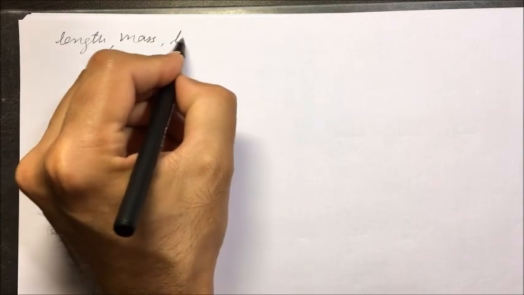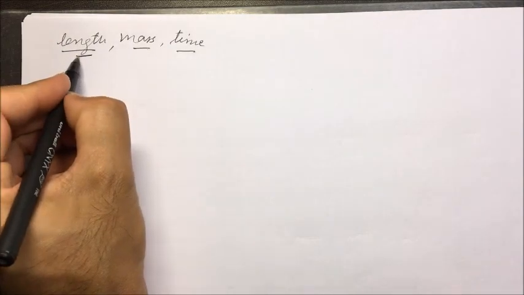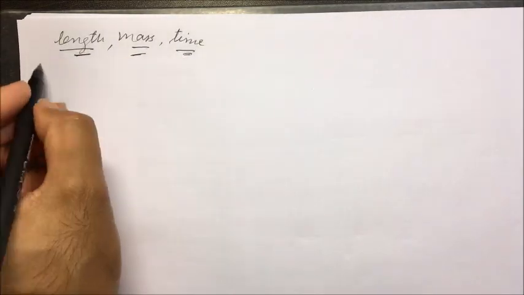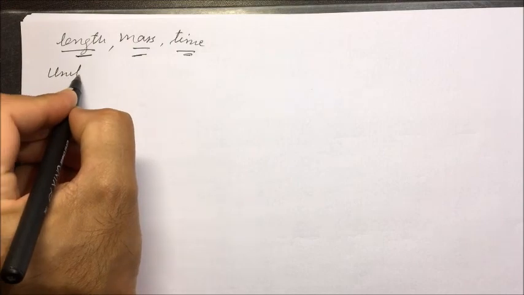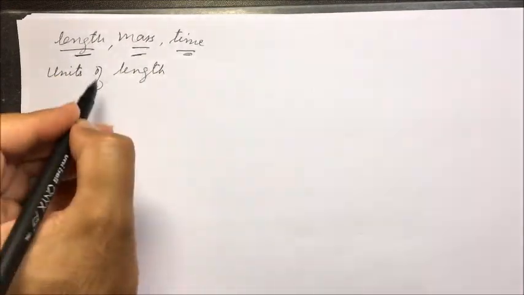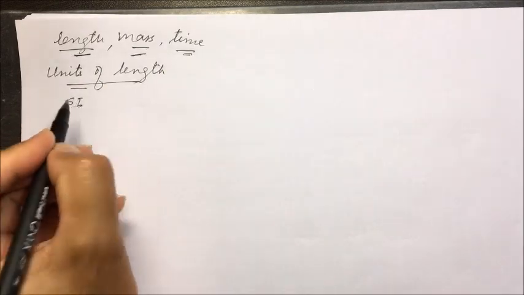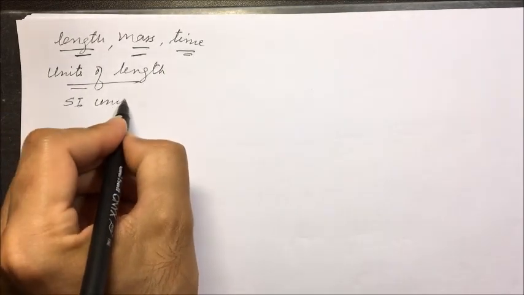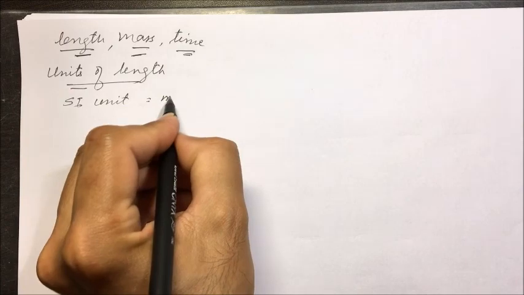In mechanics, we deal with three fundamental quantities, which are length, mass, and time. So now we'll be discussing different units of length, mass, and time. We'll start with units of length. First we have the SI unit that we have defined. The SI unit of length is meter.